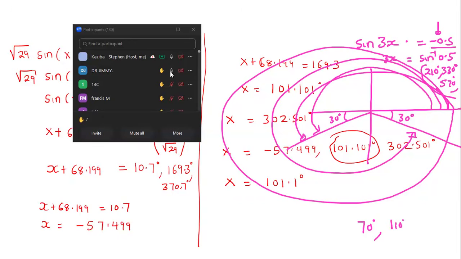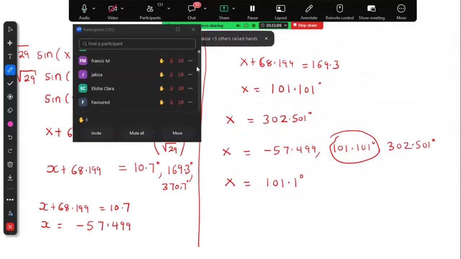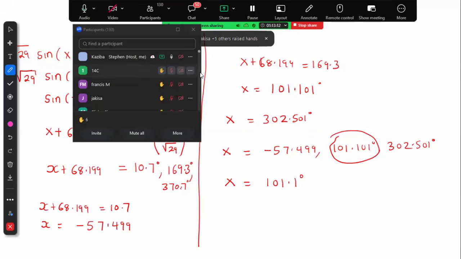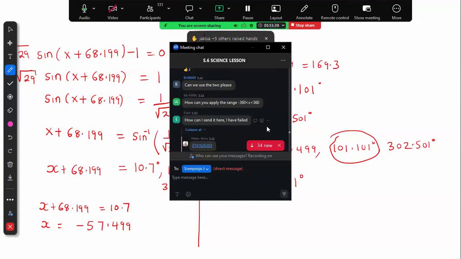Okay. Thank you. I'm going to pick on just one hand, maybe 14C. Okay, I think we are going to move on. We are going to move on.